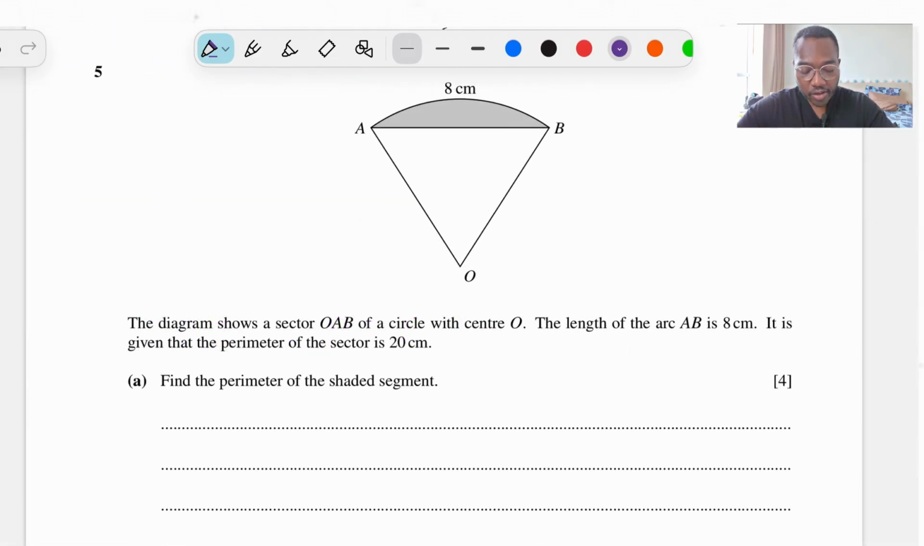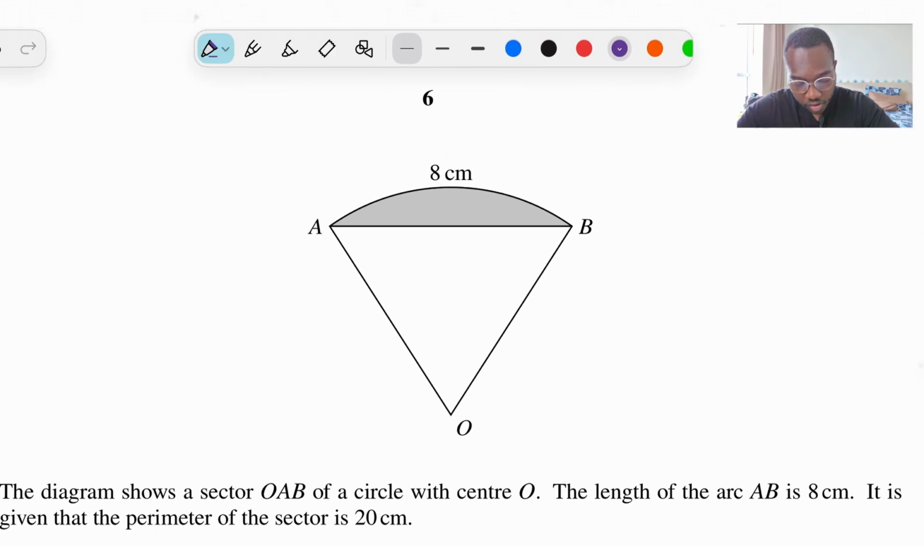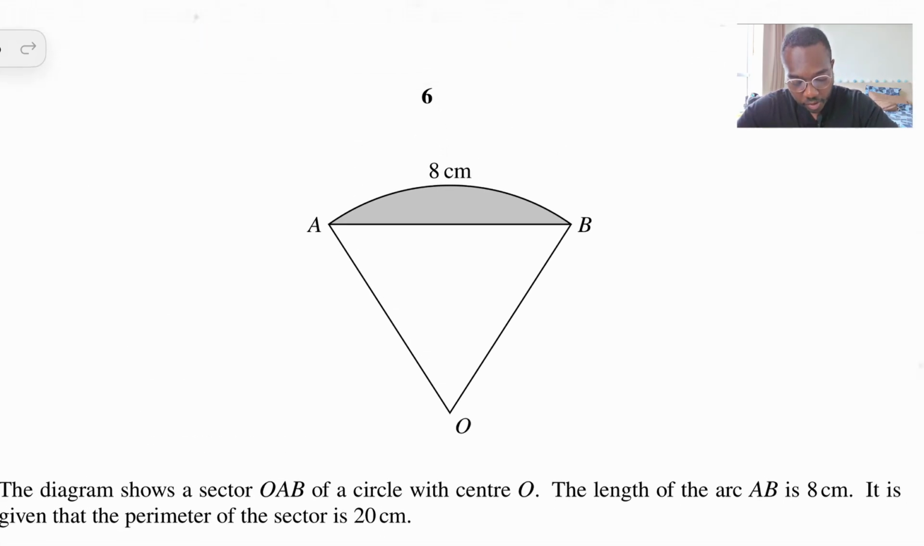Okay, question 5. We have this sector here, OAB, of a circle with center O. The length of the arc AB is 8 centimeters. It's given that the perimeter of the sector is 20 centimeters. Find the perimeter of the shaded segment. So all we need to do is find the perimeter of this bit here. We already know that the length of the arc is 8 as they give that to us. So all we need to do is work out the line AB here, and then add that with 8, and that will give us the perimeter.